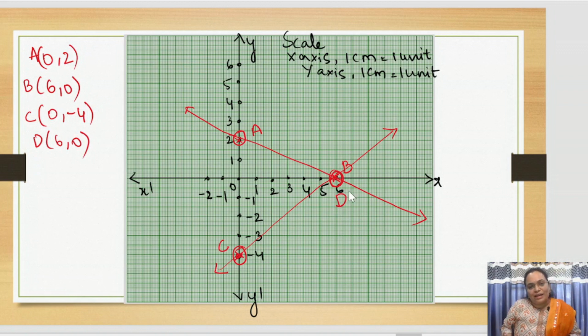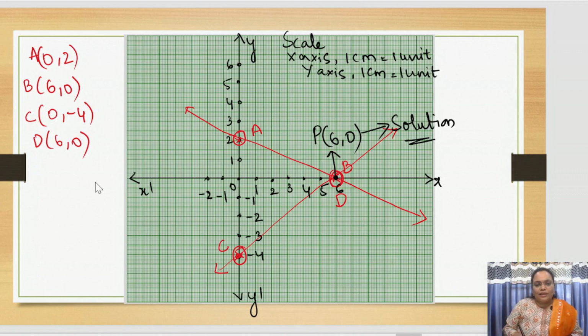So from the graph, we can say that these two lines are intersecting lines and it is intersecting at a common point, which is P of 6, 0. The 6, 0 is the solution of the given pair of linear equations. Okay. So we can say it is a consistent system. Clear?